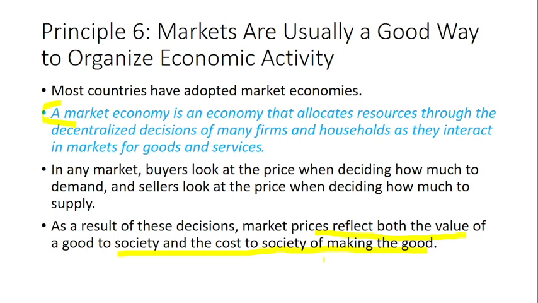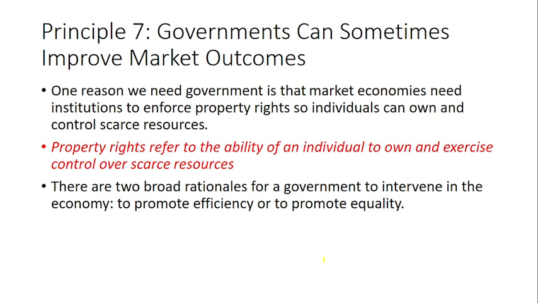And prices are determined in the market. Prices are not determined by the government. Prices are determined in the market. In the market, buyers and sellers join together. They try to buy and sell commodities. Through their actions in the market, prices are determined. Therefore, you can say that markets are a good way to organize economic activity.